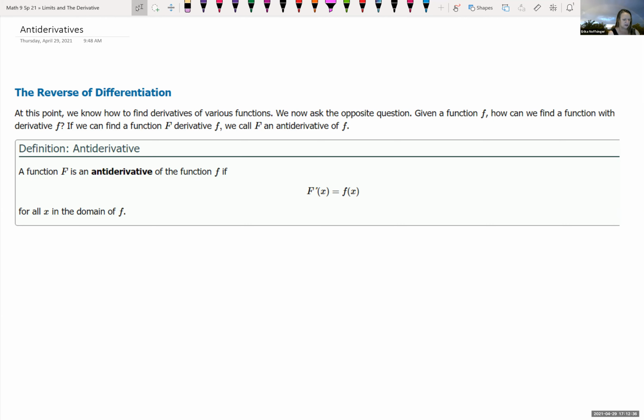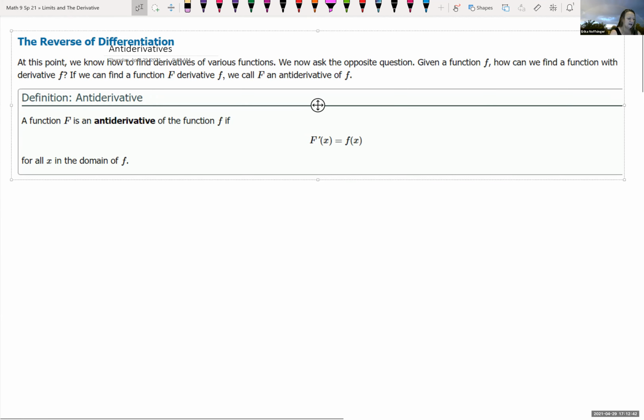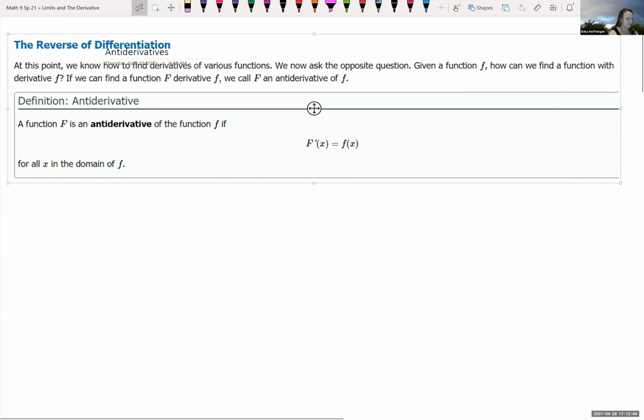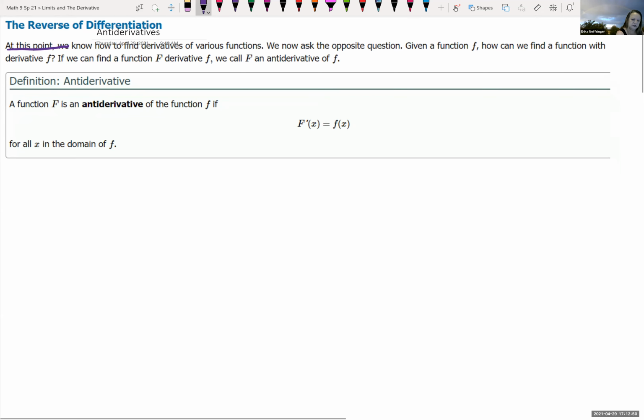So let's read through this, think about it, and come up with some formulas. Let me just read through at this point.